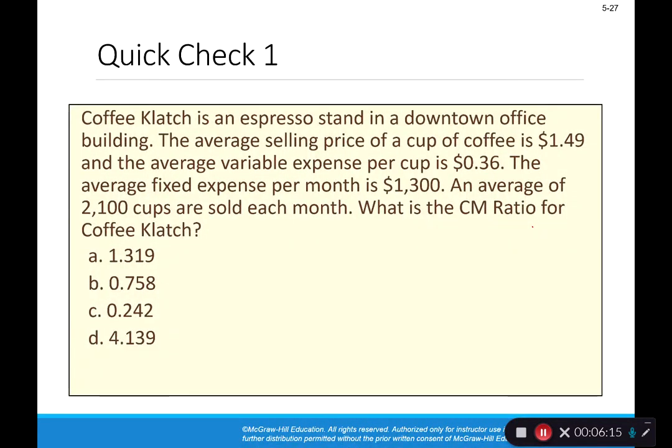Let's look at a little example here. Again, you should be using the student version of the PowerPoint so you don't have the answers, so you can try it out. This is Coffee Klatch. We'll be using them throughout the chapter as little examples. See if you can apply what we just learned.